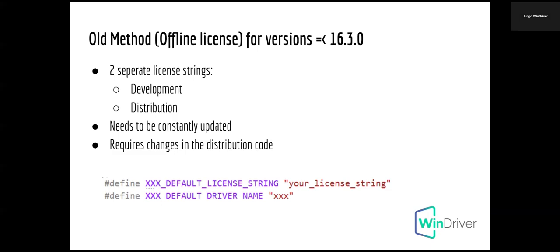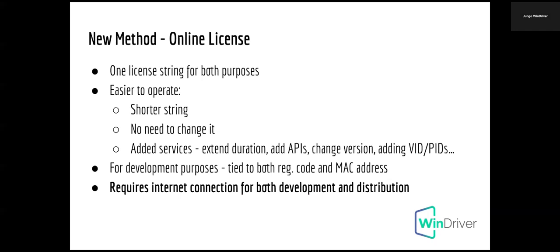So let's talk about the new method. In the new method, we have an online license. So what does it mean? First of all, it means that the license requires internet connection. It sends a request to our server, and the whole verification process does not take place only in the machine, in the host, but it communicates with our license server, and it verifies the authenticity, the feature it has, and anything else.